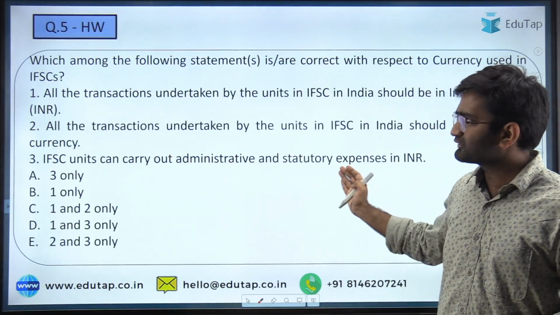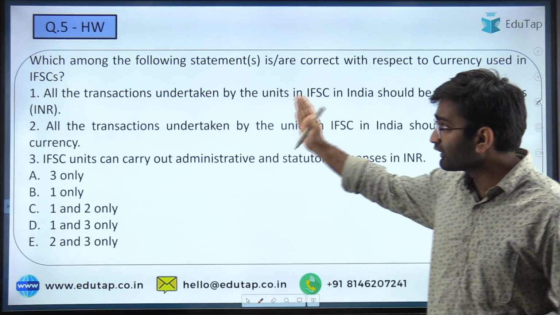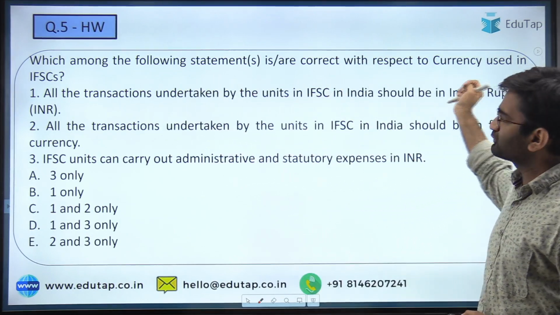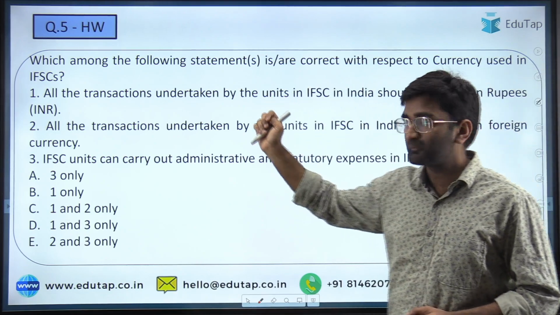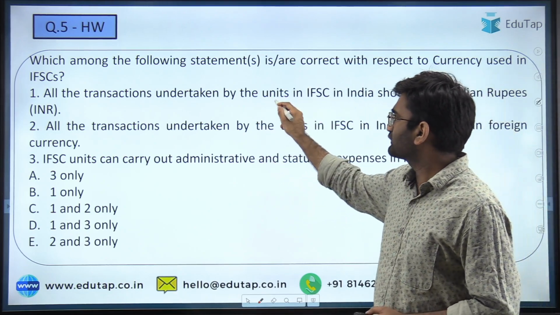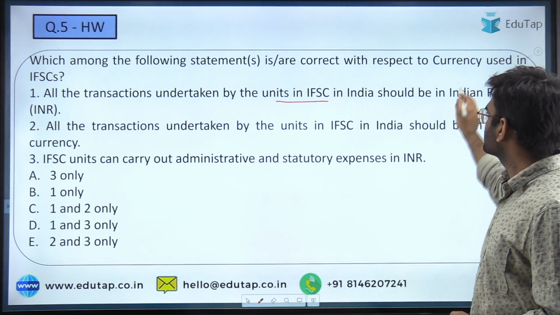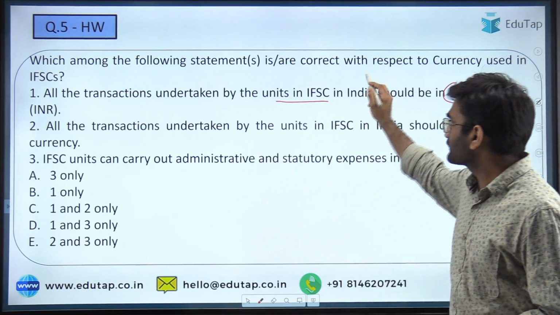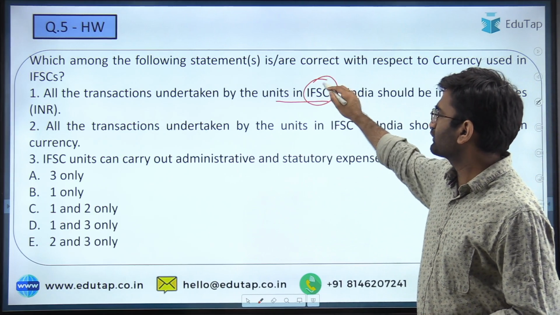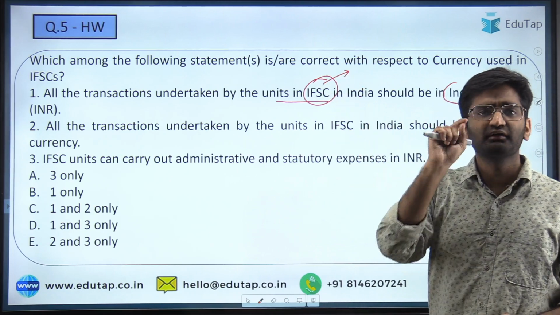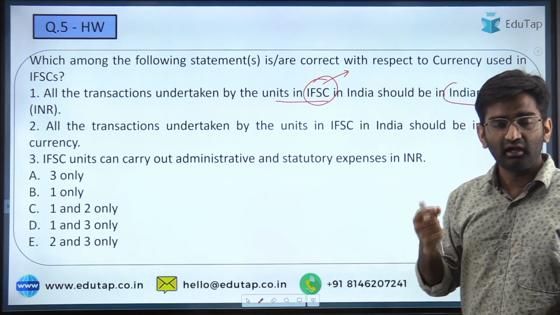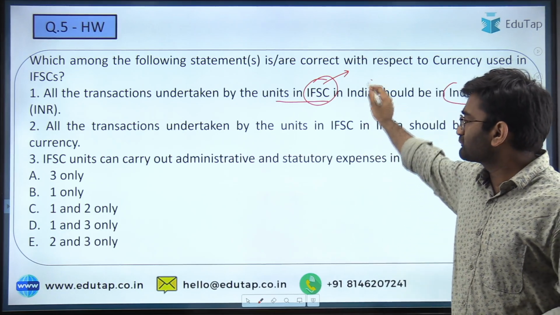This was the question asked in the previous session as homework. Which among the following statements is or are correct with respect to currency used in IFSCs? All transactions undertaken by the units in IFSC in India should be in Indian rupee. That is not correct because IFSCs are meant to carry out transactions in foreign currency, and this has been mandated by the IFSCA Act, right? So this statement is not correct.